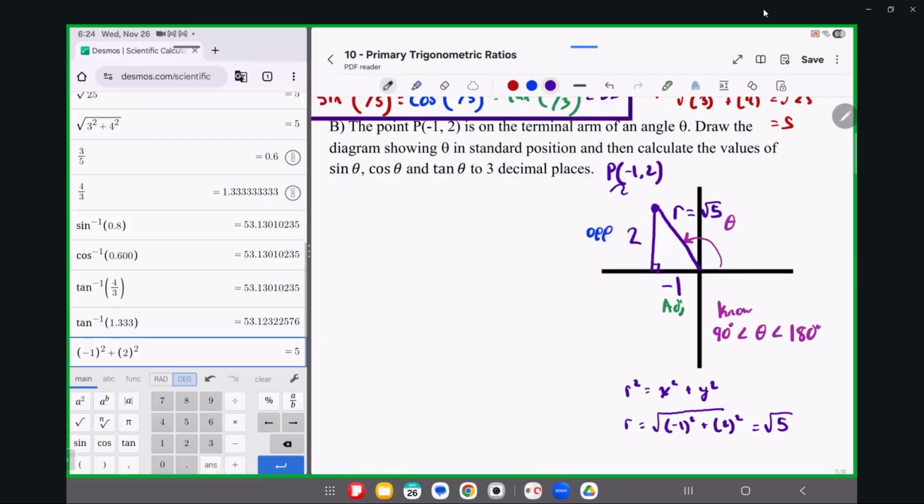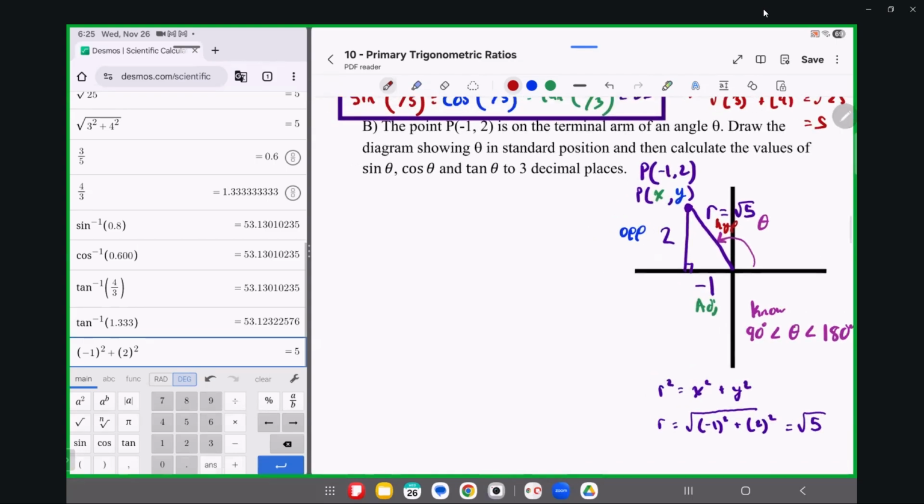Okay, and if I was going to label this, remember the point P is x comma y, like so. And then the hypotenuse is going to be this square root of 5. So just like before, we go through this step by step.